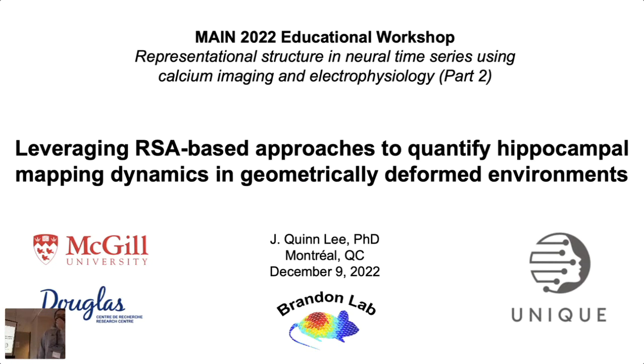So I'm going to talk about, in this part of the session, how we can leverage representational similarity analysis to quantify the dynamics of cognitive mapping in the hippocampus when environments are changing shape. So you can imagine how that bears a lot of similarities to the types of experiments that Giuseppe was talking about earlier. But we're going to be using a different technique that affords different benefits than electrophysiological recordings usually do.